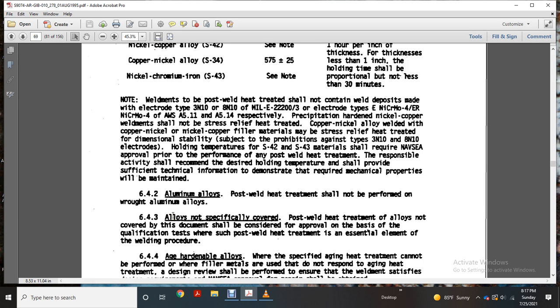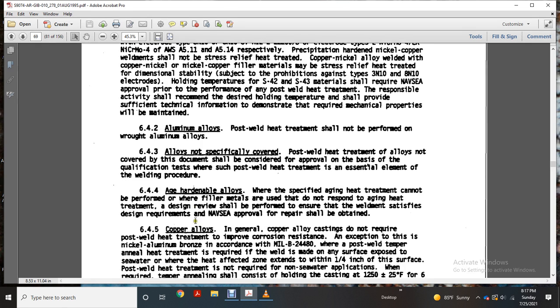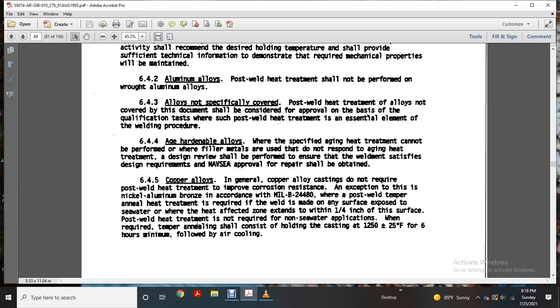642 aluminum alloys. Post-weld heat treatment shall not be performed on wrought aluminum alloys. This document does not specify or cover the possible post-weld heat treatments for alloys not covered; the approval shall be considered the basis for the qualification test, which shows such post-weld heat treatment is an essential element of the welding procedure. Age hardening alloys with a specific age heat treatment cannot be performed while filler metals are used that don't respond to the age heat treatment. The design review shall be performed to ensure the welding satisfies the design requirement of the Naval Sea Systems Command. Naval Sea Systems Command approval of the repair shall be obtained.